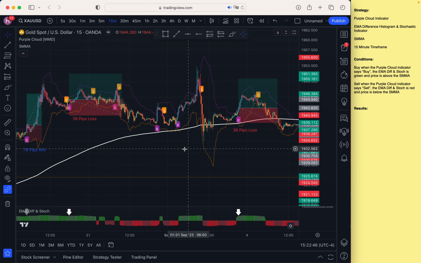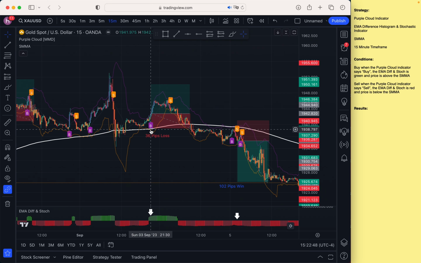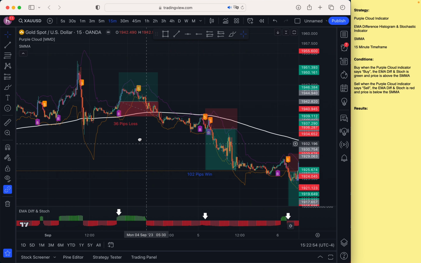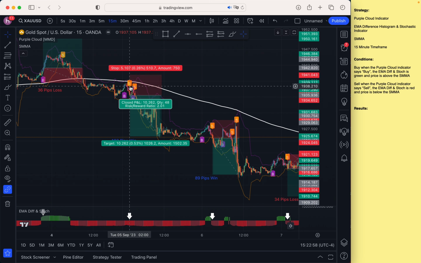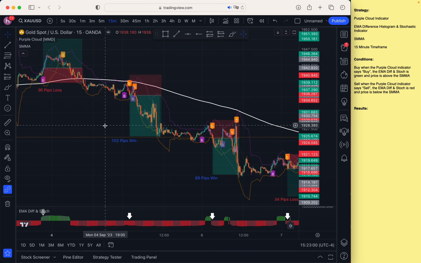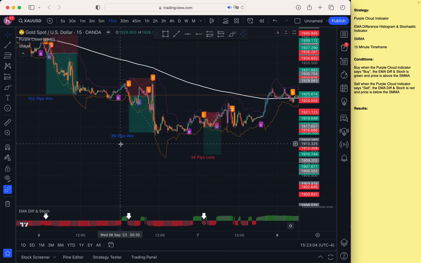Same thing here. This one, even though it was a loss, it's a trade we would have taken because this is green. It's above the smooth moving average. Here, we're looking for sells now because price is below the smooth moving average. Resulted in 102 pips as a win. Next trade, 89 pips as a win.